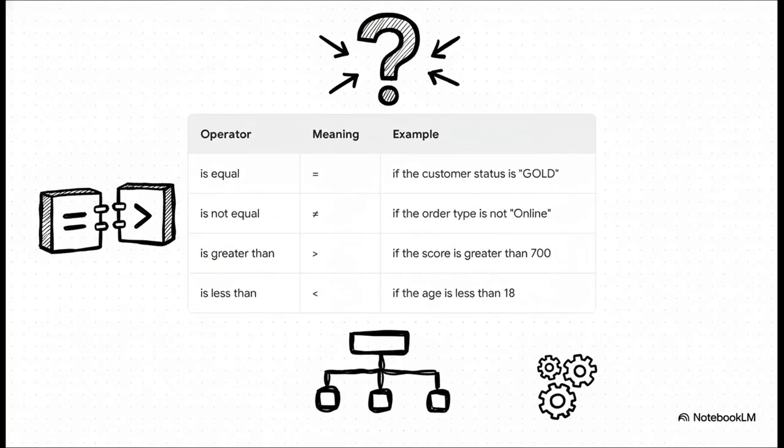First up, we've got the most fundamental of them all, comparison operators. These are your bread and butter for asking basic questions. Is this thing equal to that thing? Is this number bigger than another one? They're super intuitive, using phrases you already use every day, like is equal to and is greater than. This is pretty much the starting point for almost every rule you can imagine.